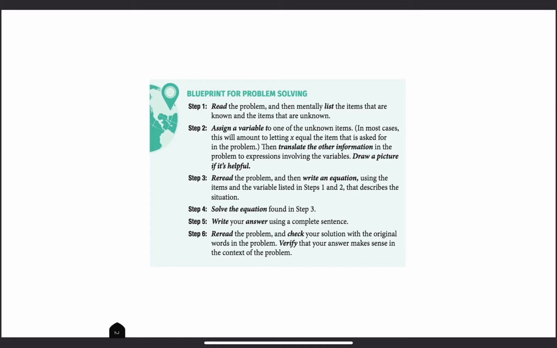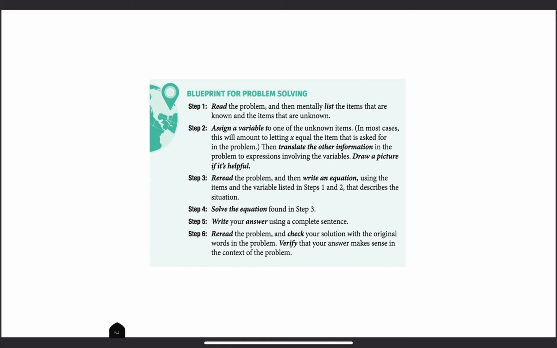The key, step one, of course, is to read the problem and then mentally list the items that are known and the items that are unknown. And in fact, you don't necessarily need to mentally list them. You can actually list them. I would encourage you to read the problem the first time just to get oriented, and then to read it a second time for information, such as the known and unknown elements.